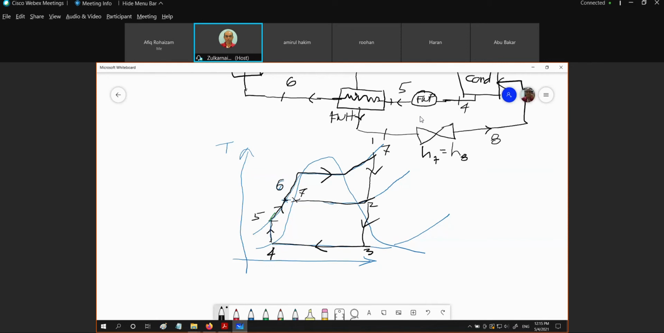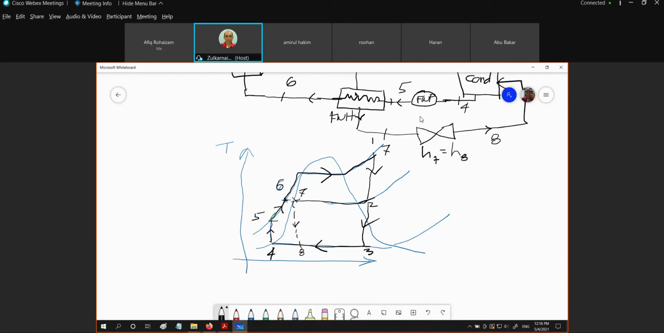Therefore, to represent this type of process, we are going to put this dotted line from 7 to the pressure of the condenser. You see, at 8 is the pressure of the condenser. So this is 8, the point where we mix the condensate from the turbine and the condensate from the feed water heater. Okay, we mix it together at the pressure of 8.